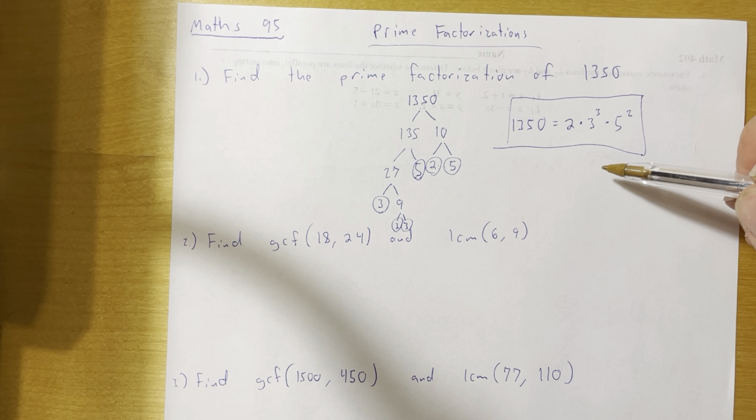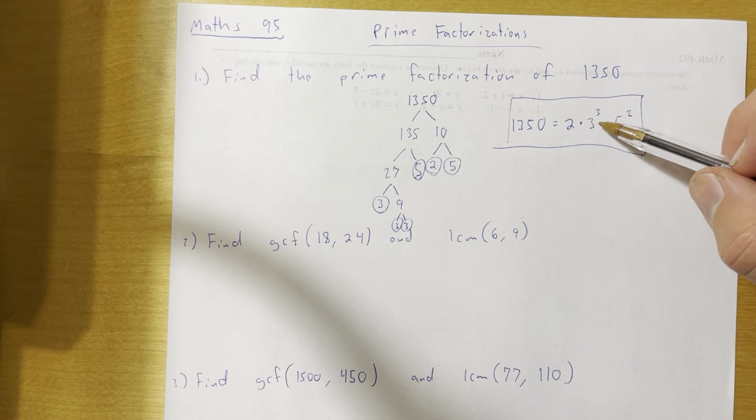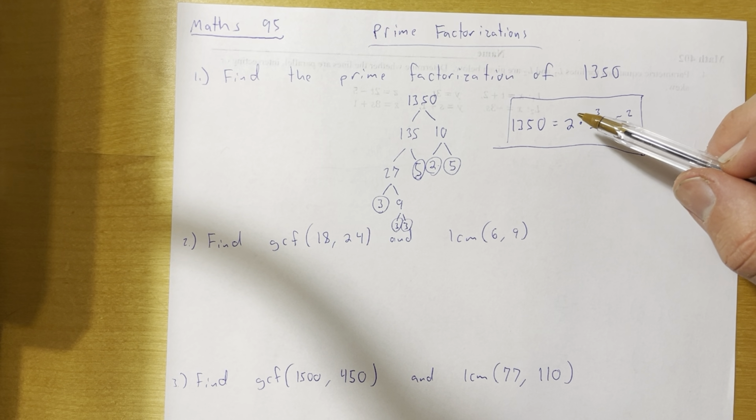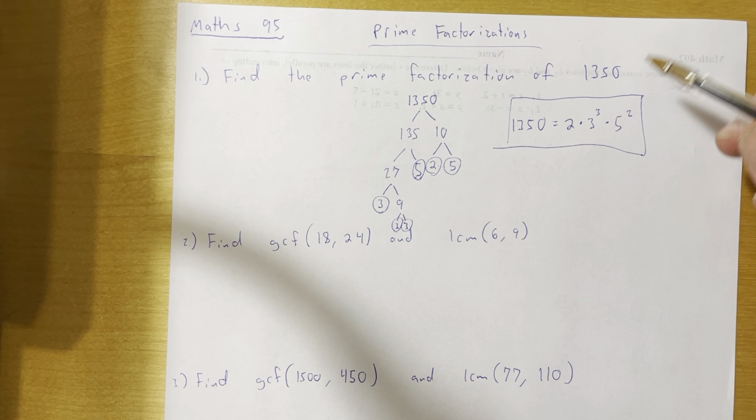There are no other products of prime numbers that will ever equal this number. And again, that's not counting rearranging these. Like if I did 3 times 3 times 3 times 2 times 5 times 5, I'm not counting that as a different product than this.